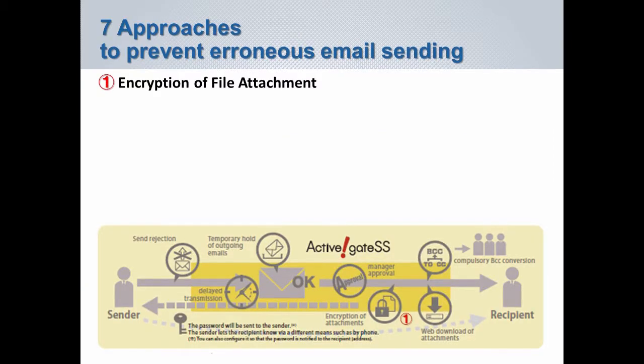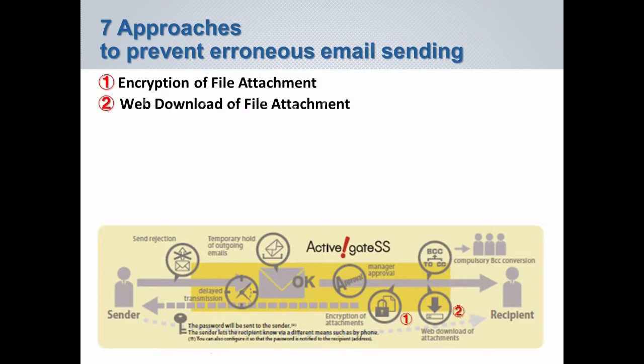The first is encryption of file attachments. All you need to do is send an email with an attached file. ActiveGate SS automatically encrypts the file and delivers it to the recipient in a secure condition. In addition, ActiveGate SS allows flexible password setting. For example, you can use a random password, set a password each time of sending, and set a fixed password for a specific domain in advance.